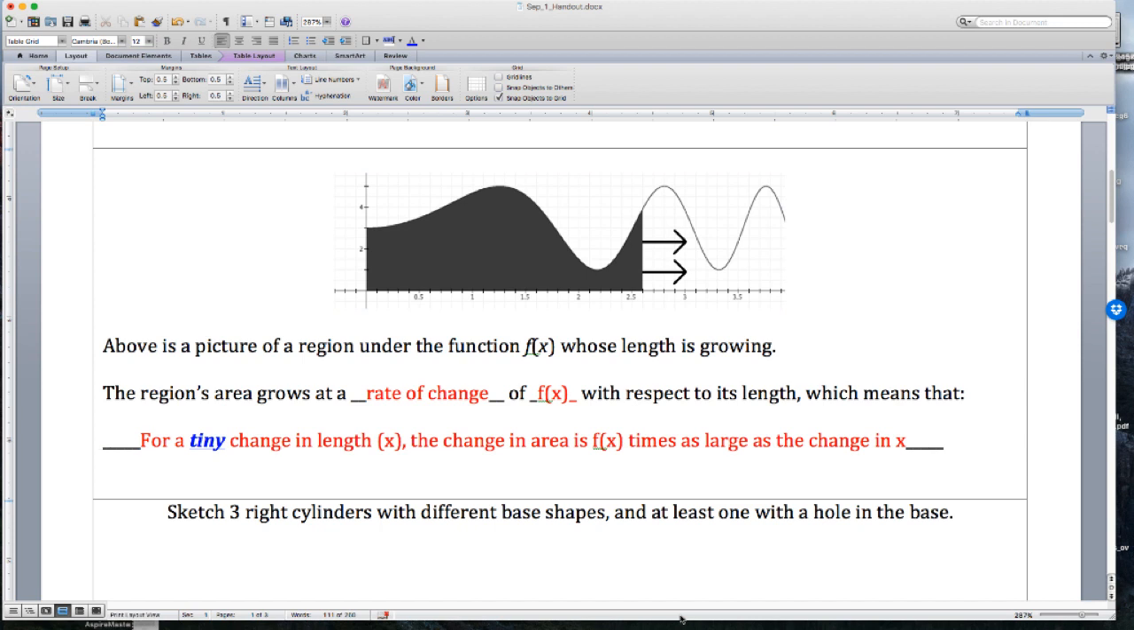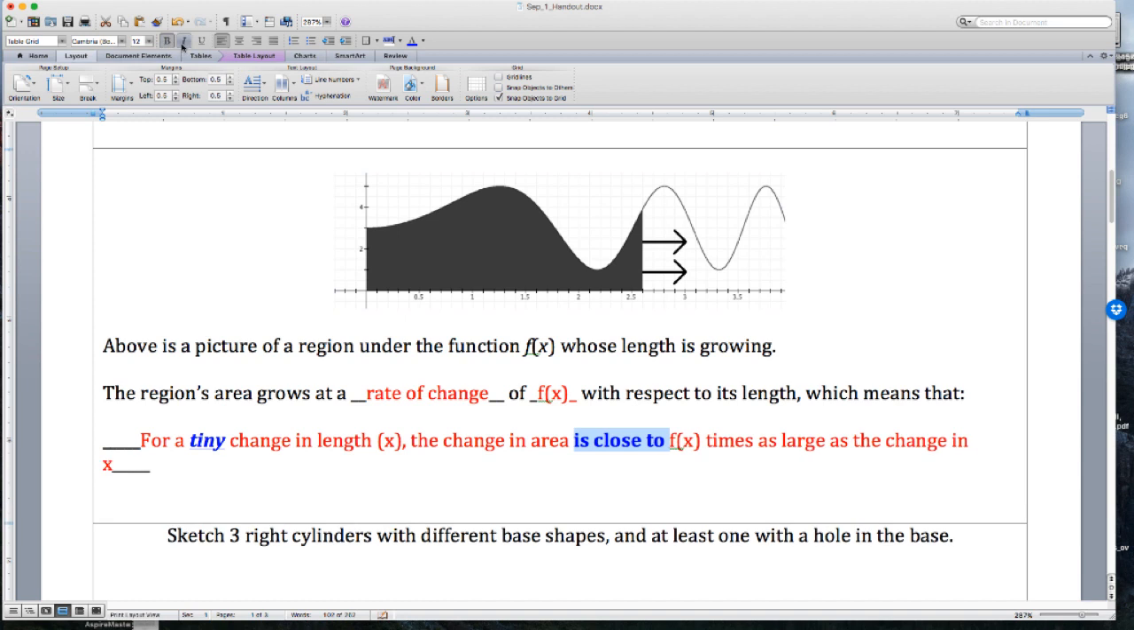It's not exact, right? When it gets smaller, let's do it over here. If it's small, then it's really close, because look how much off it is. A really tiny amount. But it's still going to be off, so we need to write approximately, or I'm going to write close to. Is close to.